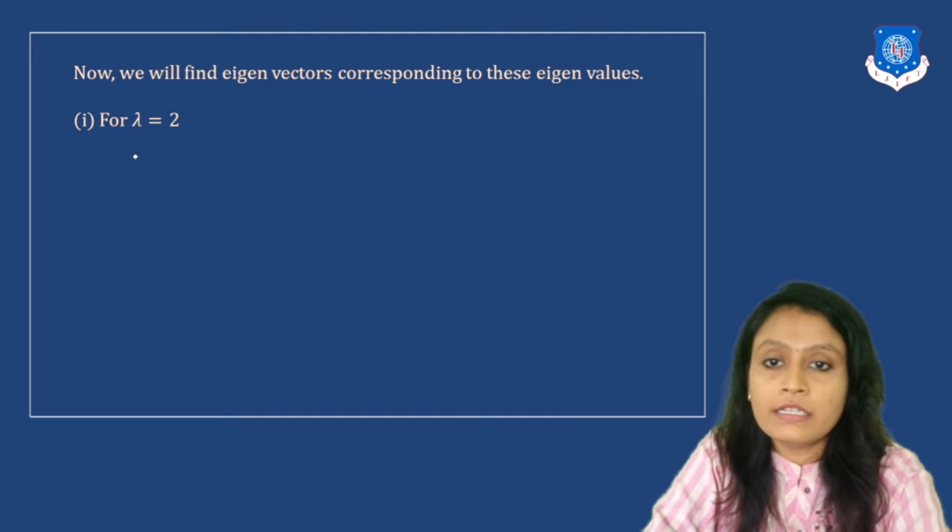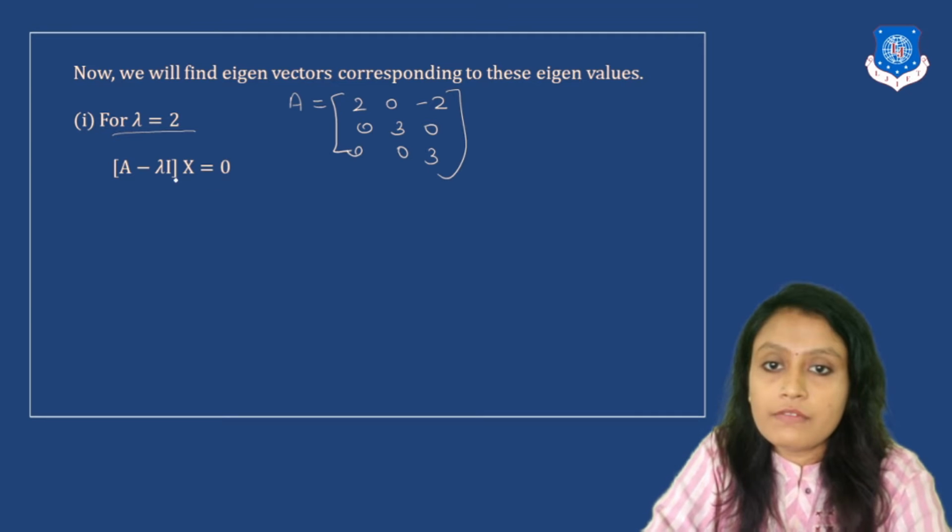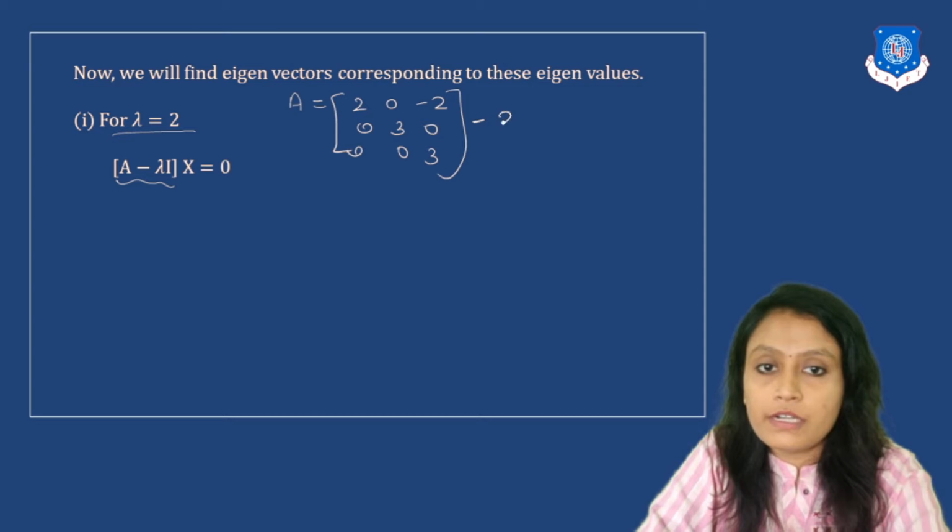Firstly we will find eigenvectors for lambda equals 2. We'll use the formula A minus lambda I into x equal to 0. Now we know this matrix A is 2 0 minus 2, 0 3 0, 0 0 3. Firstly we will find A minus lambda I. Here lambda is 2, so we will write 2 into the identity matrix, that is 1 0 0, 0 1 0, 0 0 1, and subtract this.